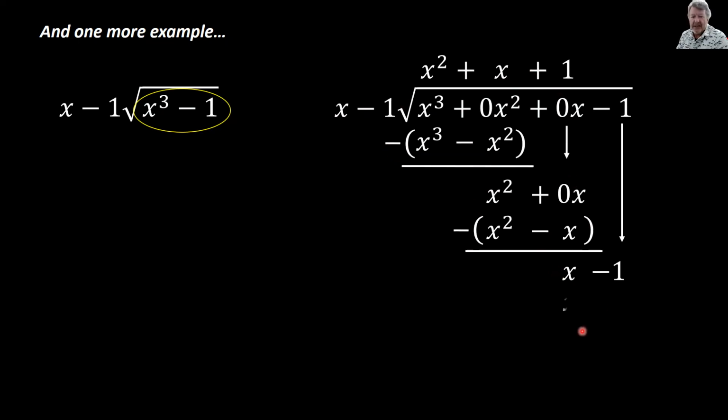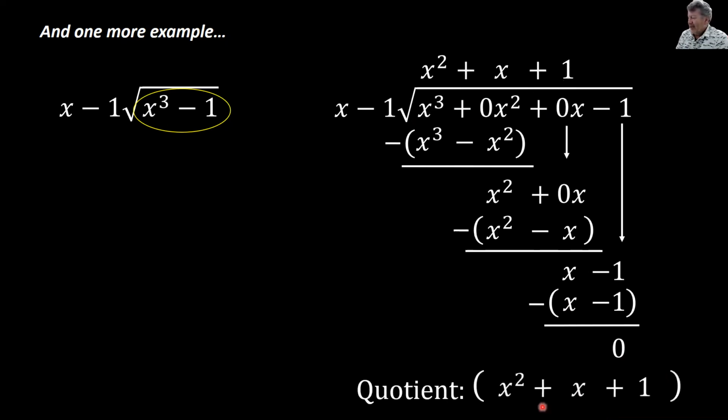1 times x is x. 1 times -1 is -1. Brackets and minus, and you can see x minus x disappears. -1 minus minus is plus. -1 plus 1 is 0. So great, no remainder this one. So our quotient is just x squared plus x plus 1.